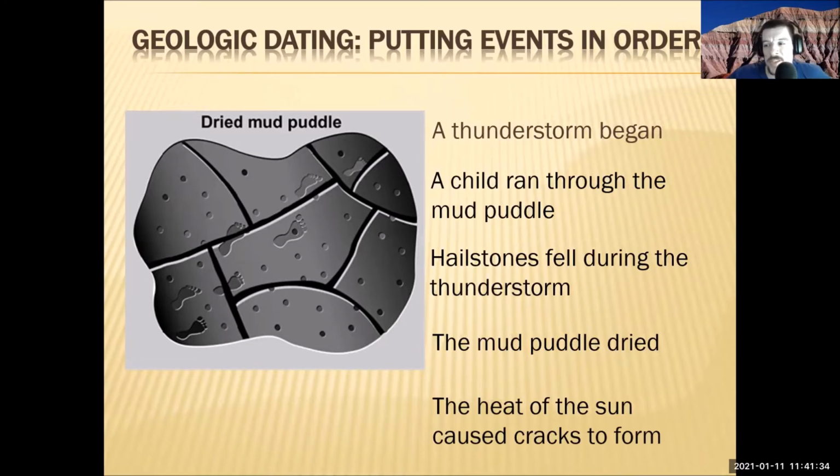Now, you might be asking yourself, how do I know the hailstones didn't fall before the child ran through the mud puddle? If you look carefully at the image, you'll see that there's actually a hailstone inside of the child's footprint. So that's a clue that the hailstone had to have come after the child ran through the mud puddle. Again, we're just trying to put events in order.